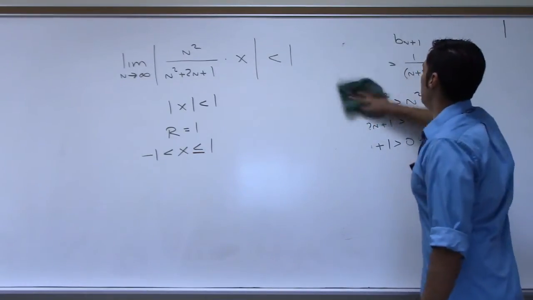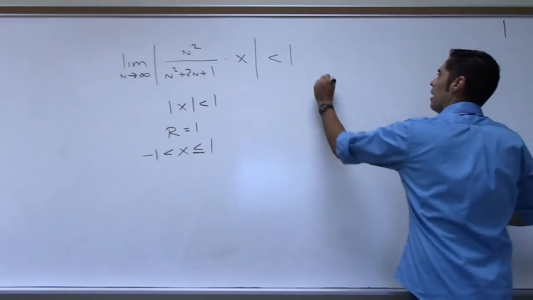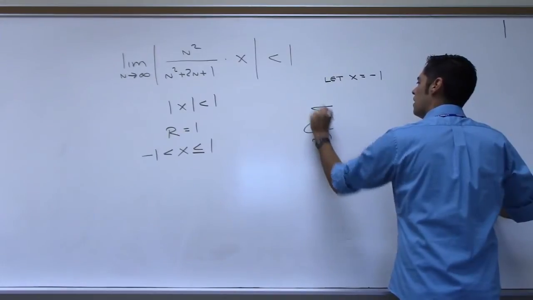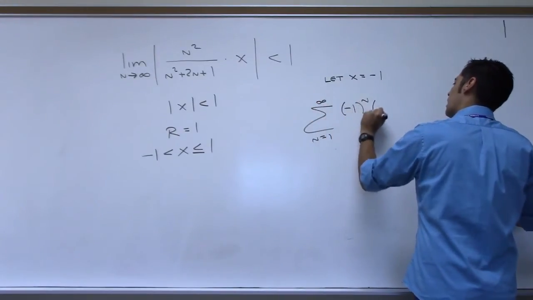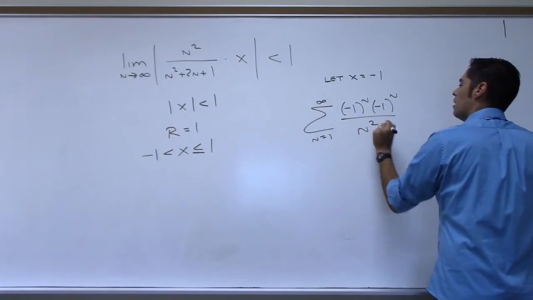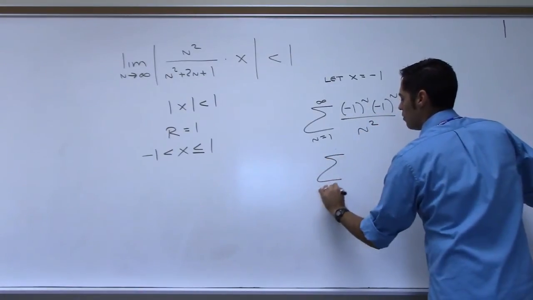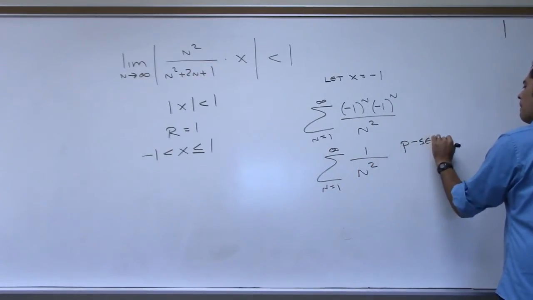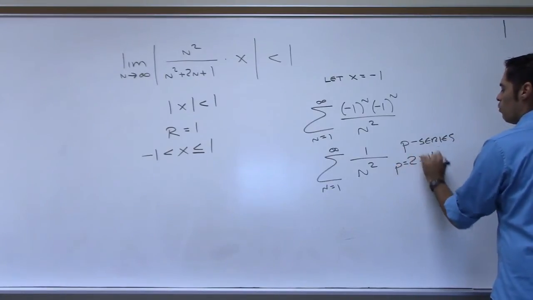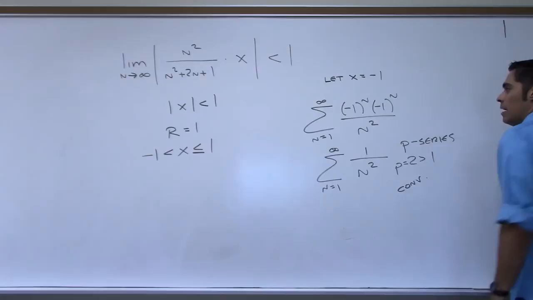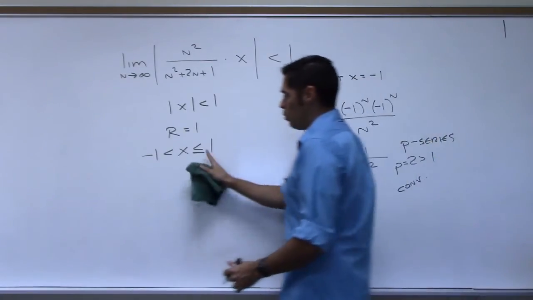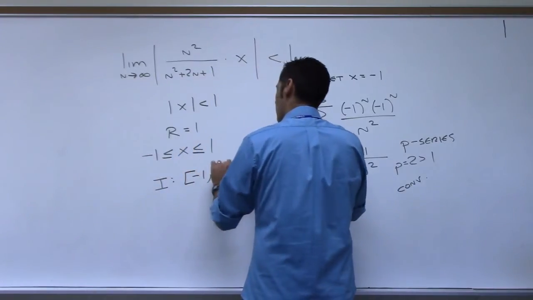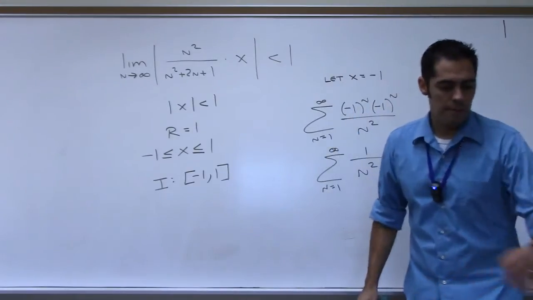And now I'm going to let x be negative 1. The series becomes the sum n equals 1 to infinity, negative 1 to the n, again negative 1 to the n over n squared, and that's just the sum n equals 1 to infinity, 1 over n squared. This is a p series. P is 2, which is greater than 1, therefore it converges. And so it converges on both ends, when x is 1 and negative 1, so I want to include them both. So my interval of convergence is the interval negative 1, 1, including both, so brackets on both.